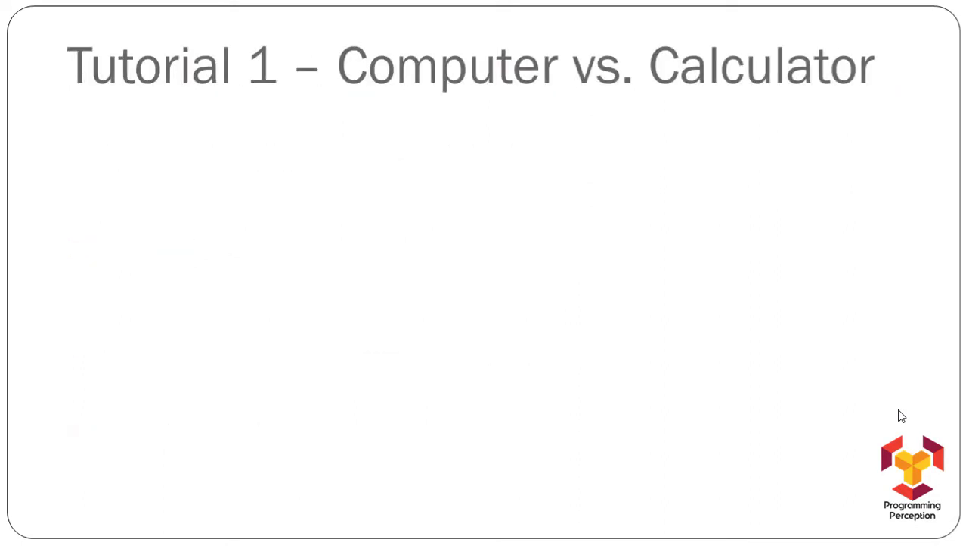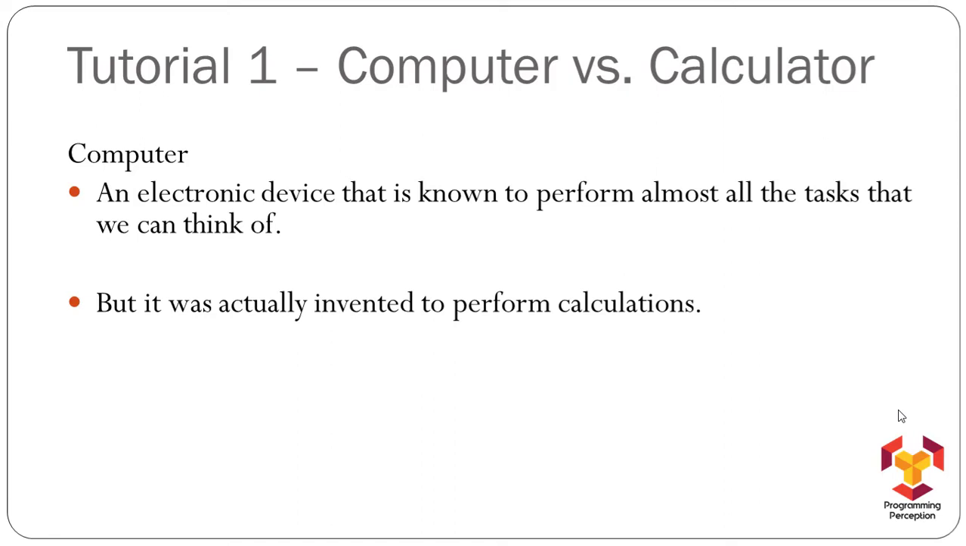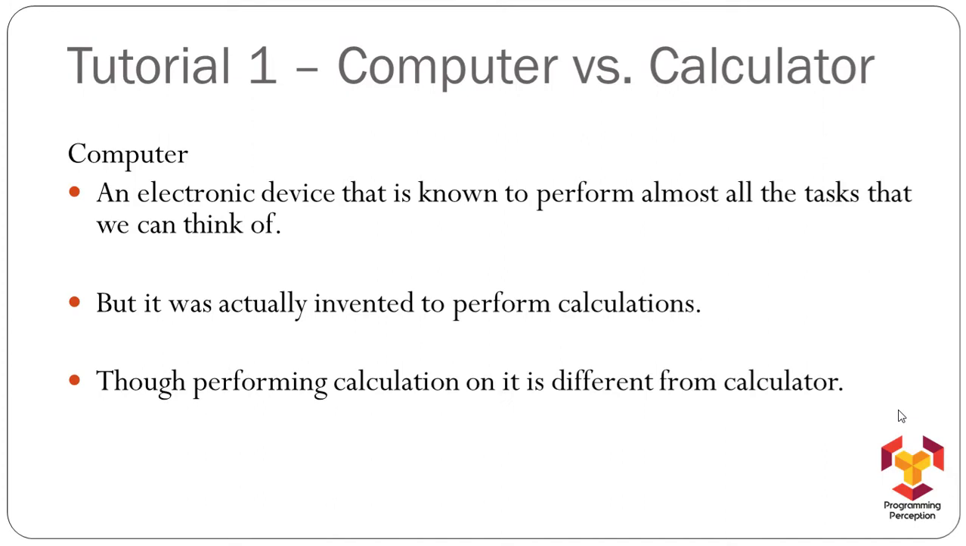This is the first tutorial of the first section, Computer versus Calculator. Now we all know that computer is an electronic device which can perform all the tasks that we can think of. Yes, we can perform almost all the tasks that we can think of on the computer. But do you know that the reason for inventing computer was to perform calculations? Yes, that's right. Computer was actually invented to perform calculations. But the way it performs calculation is very different from calculators.